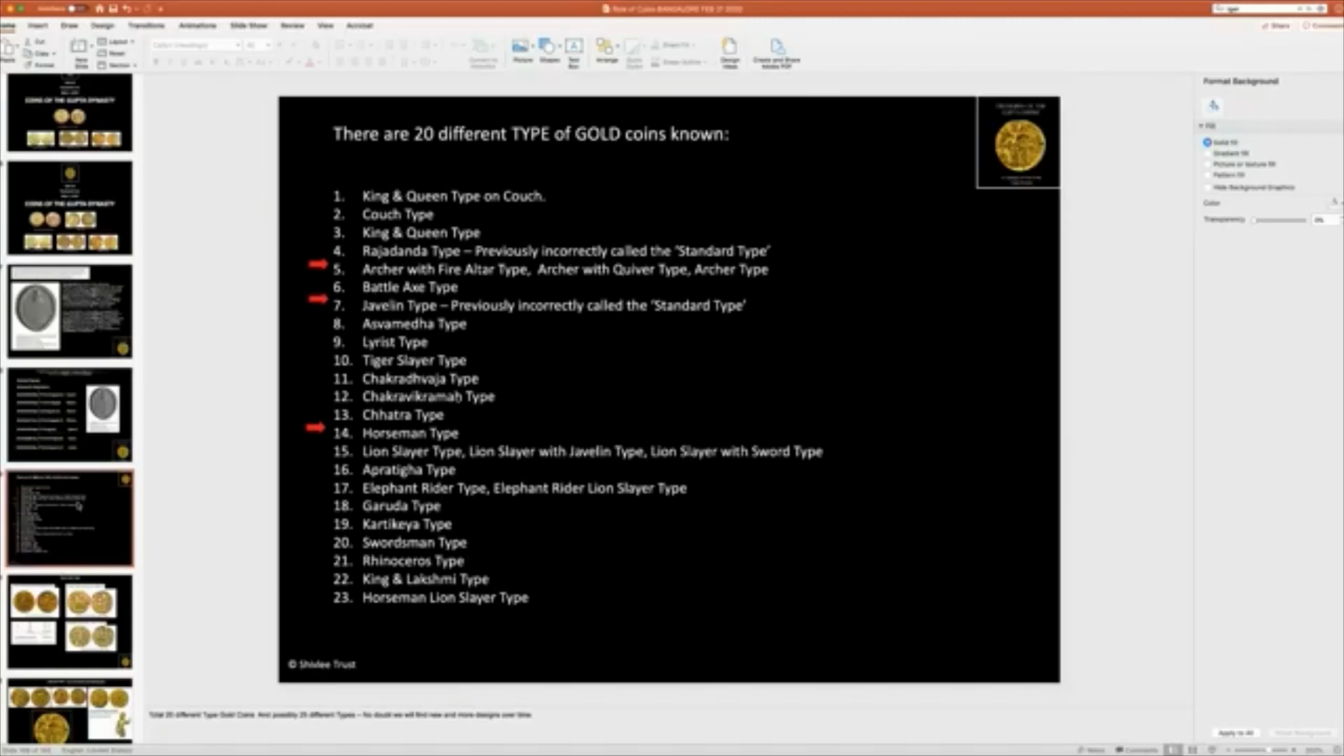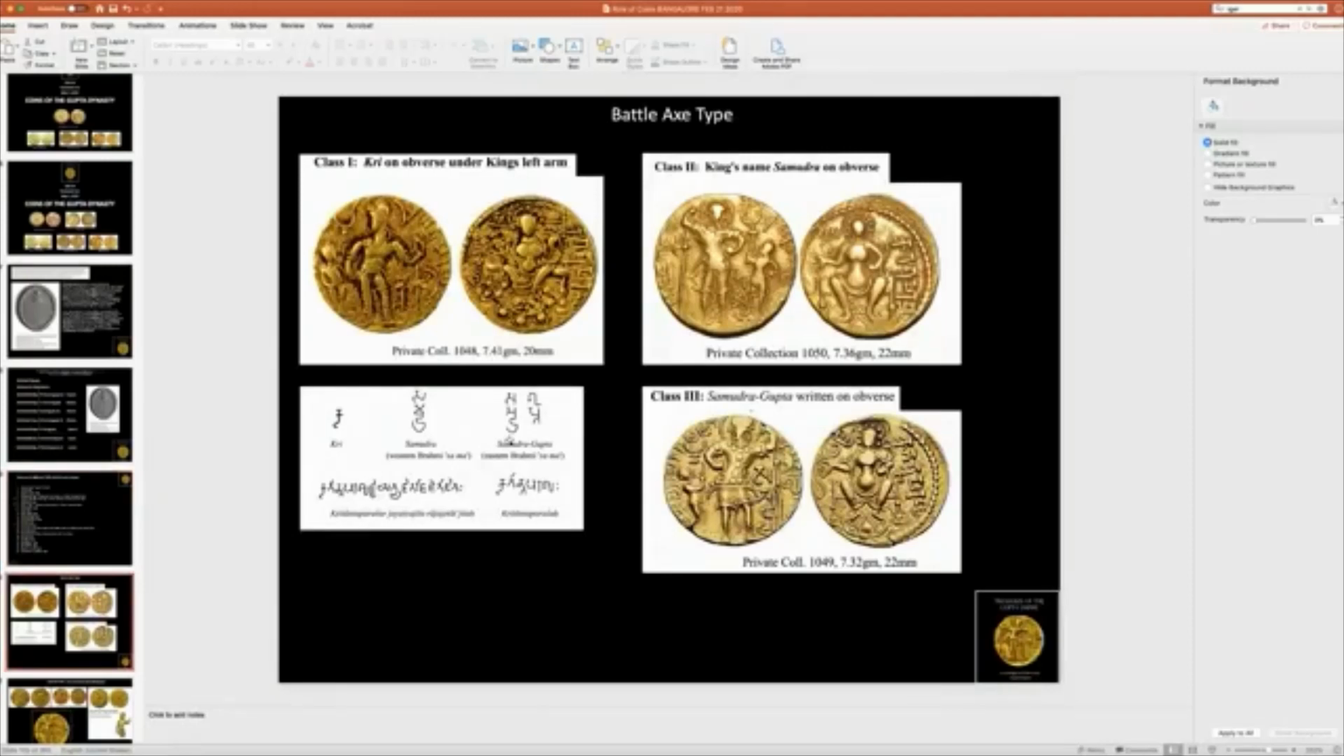We discussed up to the archer type, and now we will start moving on to the battle axe type. So the battle axe type was issued only by King Samudragupta, and this was issued during the early phase of his reign, when he was in the conquest mode, in the militaristic phase of his reign, trying to capture territory and expand his empire.